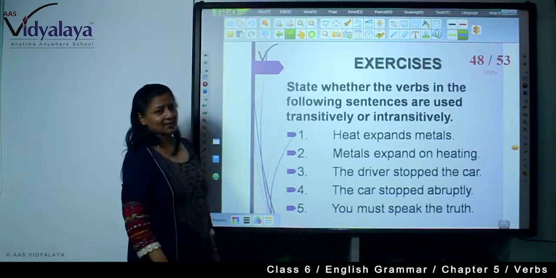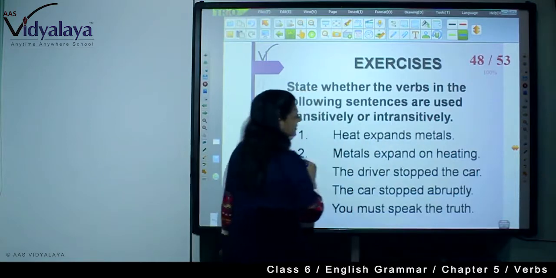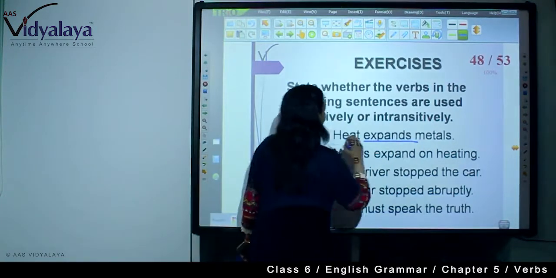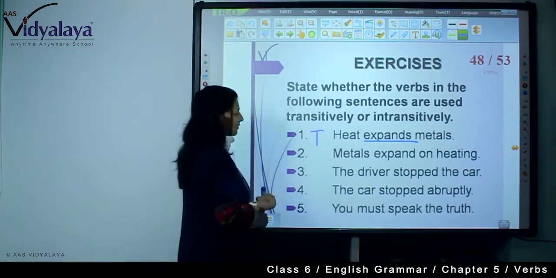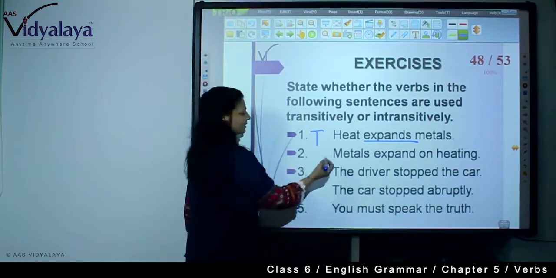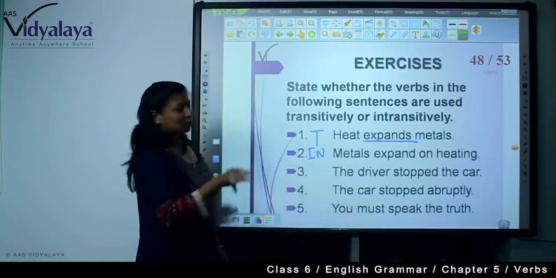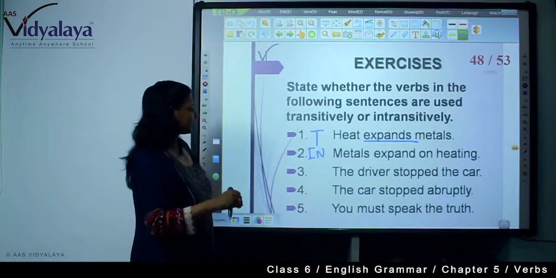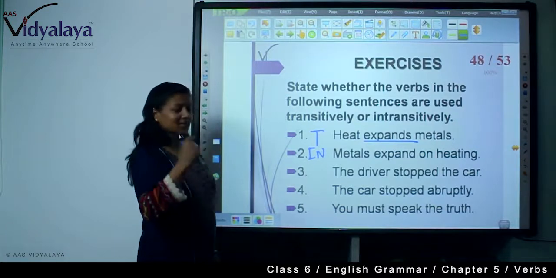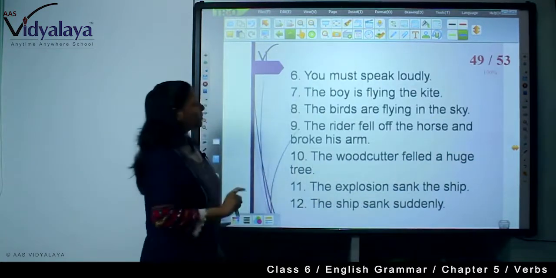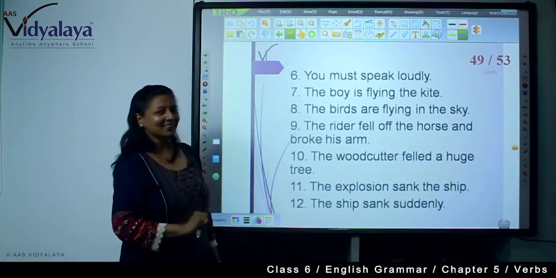Now there are some exercises where you will have to say whether the verb is transitive or intransitive. Heat expands metals. Here expands is the verb. Heat expands what? Metals. So this is transitive. Metals expand on heating. There is no object. So this is intransitive. In this way, you will have to do this exercise. The driver stopped the car. The car stopped abruptly. You must speak the truth. You must speak loudly. The boy is flying the kite. The birds are flying in the sky.